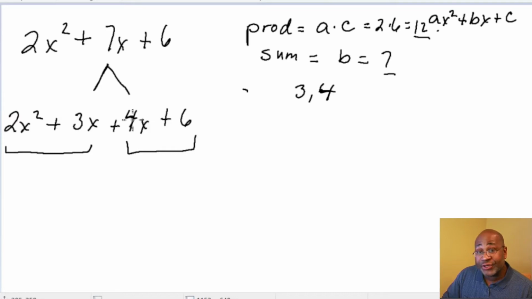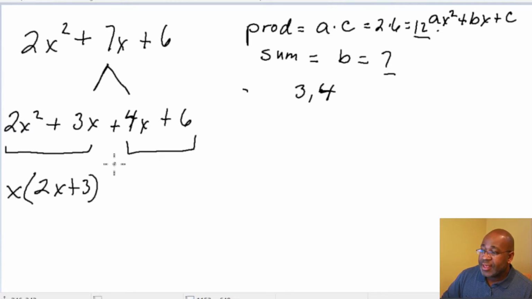Then we pair off the terms. We look for the common factor in each pair. So the first pair of terms has a common factor of x. Bring down the plus. In the second pair, the common factor is 2. And when we factor that out, we have 2x plus 3.